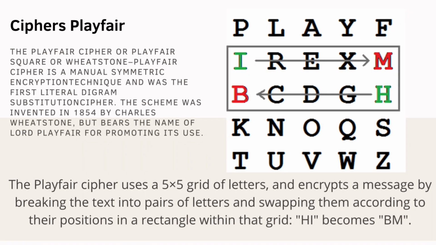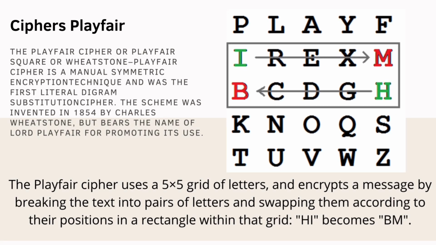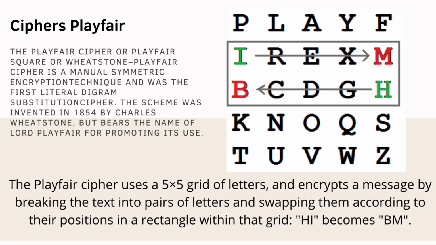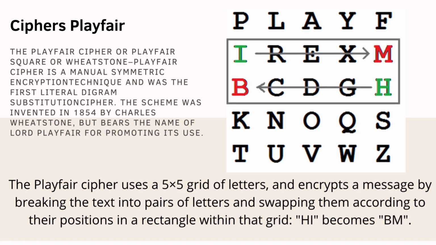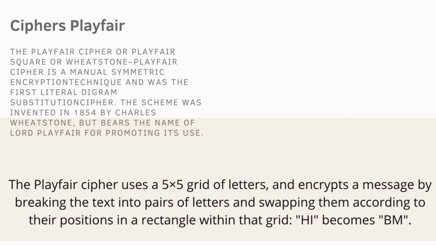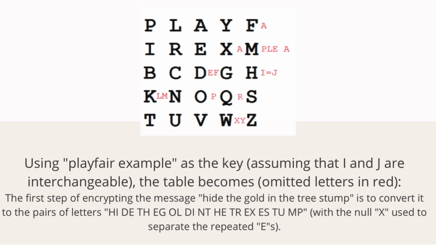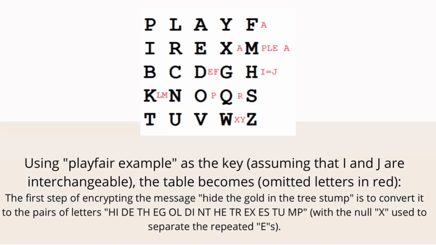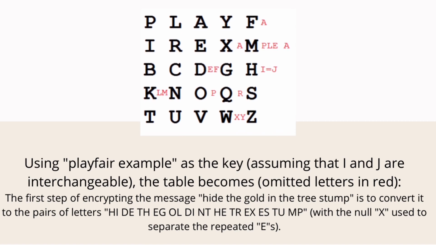Playfair cipher. The Playfair cipher uses a 5 by 5 grid of letters and encrypts a message by breaking the text into pairs of letters and shaping them according to their position in the grid. HI becomes BM. The pair HI forms a rectangle, replace it with BM.